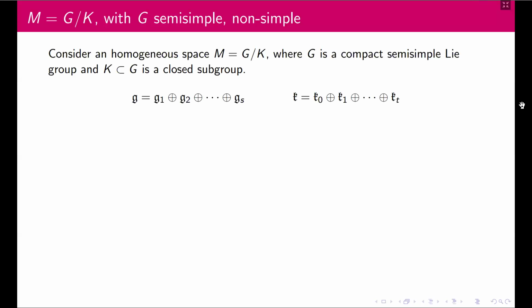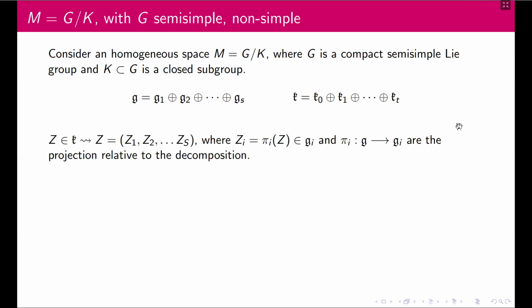So to see some invariants of this, we are going to consider a homogeneous space presented as G over K, where G is a compact semisimple Lie group and K a closed subgroup. And we consider these fixed decompositions of the Lie algebras G and K. Here, G1 to Gs are the simple ideals of G, the same with K, where K0 is the center of the Lie algebra K.